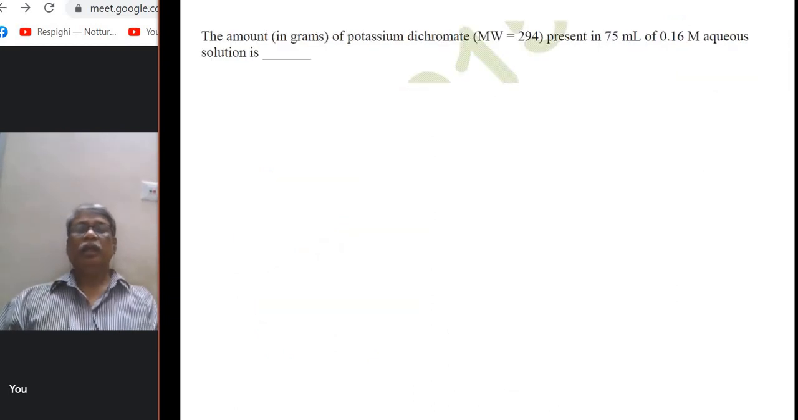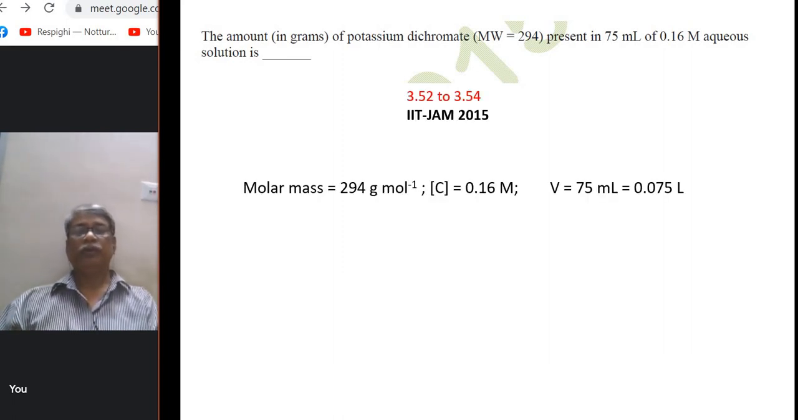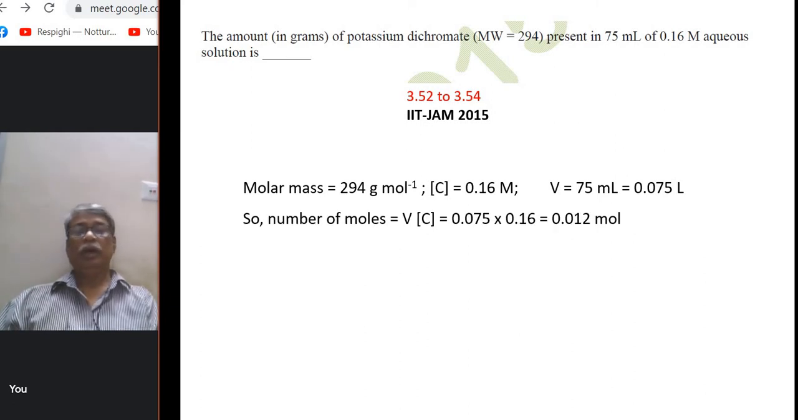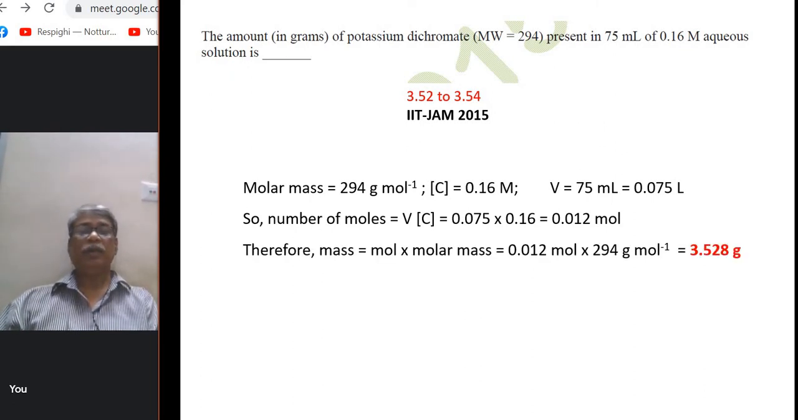Next question: the amount in grams of potassium dichromate present in 75 ml of 0.16 molar aqueous solution is. So again the answer is 3.5 to 3.54. Molar mass is 294 gram per mole and concentration is given. Volume is given in ml, so I convert it into liter. So the number of moles is V into C, that is 0.012 mole. And now if you want to convert into grams, you have to multiply by molar mass. So 0.012 into 294. So answer is 3.528 grams. Okay.